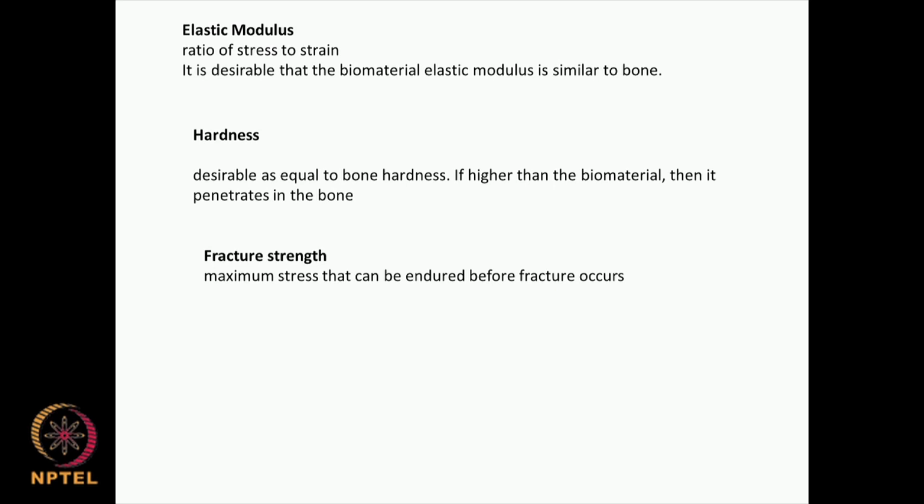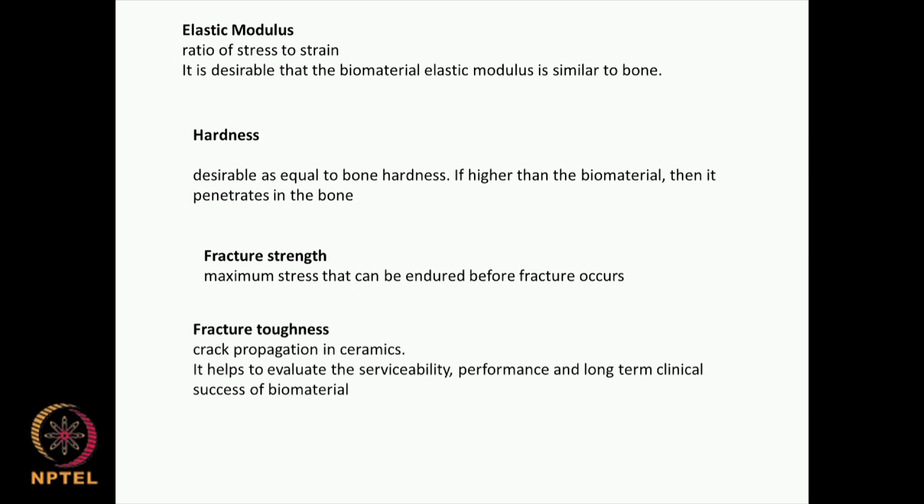Then comes fracture strength. So, what is the maximum stress the material can take up before it actually fractures? Fractures means breaks. So, that fracture strength is very, very important. Fracture toughness. What is the difference between strength and toughness? Suppose there is a crack, how the crack progresses, that is called fracture toughness, and especially this is very, very relevant in ceramic like material. Okay?